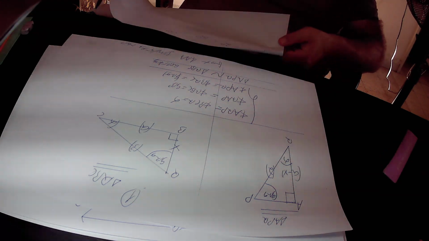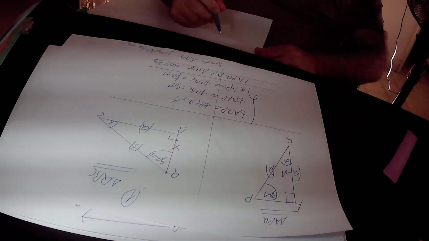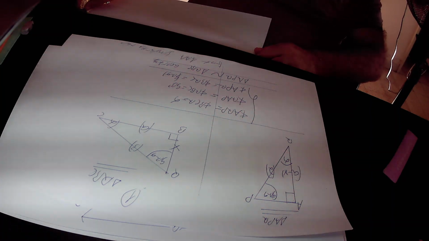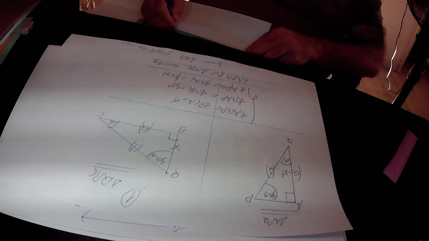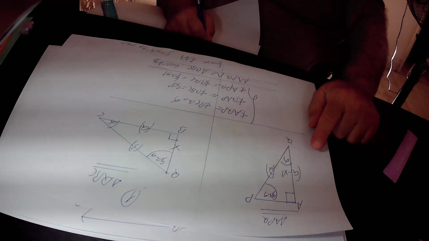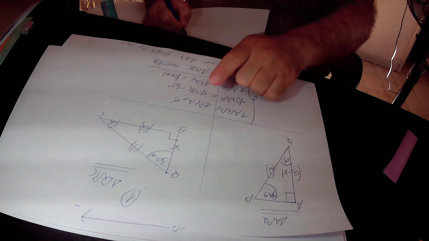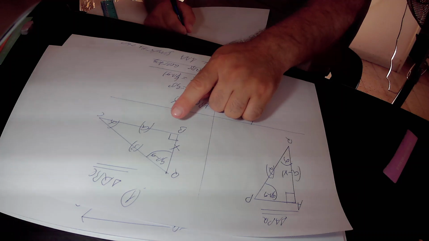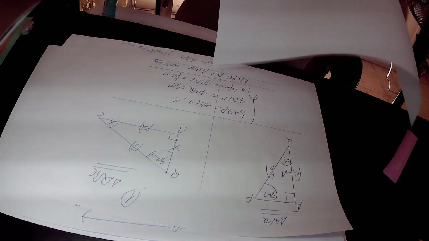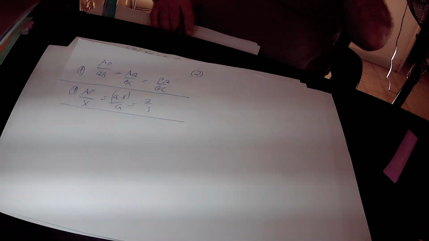AP is the missing side, so we leave it as it is. Over QB, QB is x, so therefore we substitute QB by x, and it is equal to AQ. AQ is a minus x over BC. BC is a, and it is also equal to PQ, that is 2, over QC, that is 3. So in total, according to equation 1, we should find out that AP over x equals a minus x over a equals 2/3.